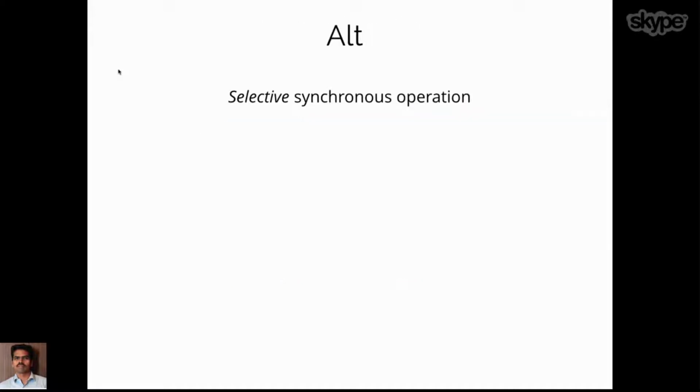That comes to the last example of this talk, which is alt. Alt is a selective synchronization operation. We already have a list of channels, and those channels are pumping in different messages. What if we want to choose among those channels? We need another mechanism, and that's what alt provides.